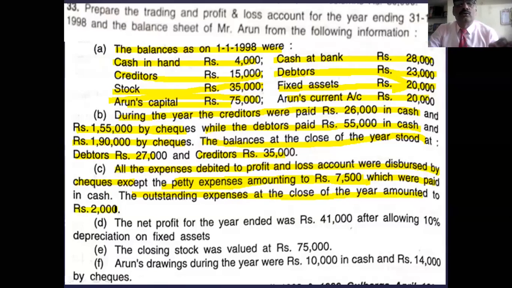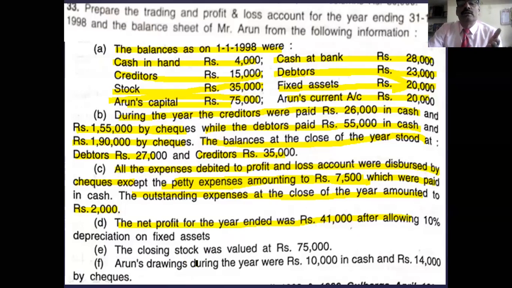2,000 expenses outstanding. So this 2,000 comes in the P&L account. In the P&L account, you add in the expense, then you take this 2,000 in the balance sheet. Clear? Then net profit for the year amounted to rupees 41,000. Net profit is given in this problem.